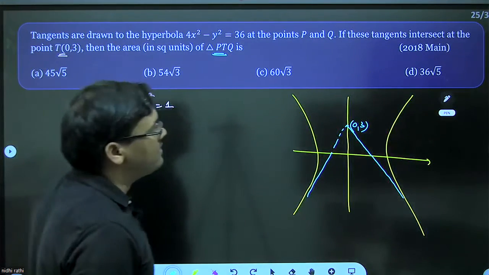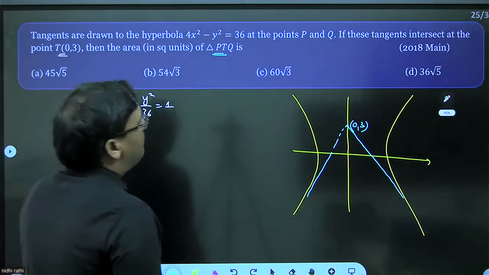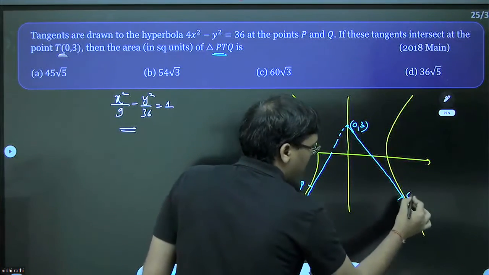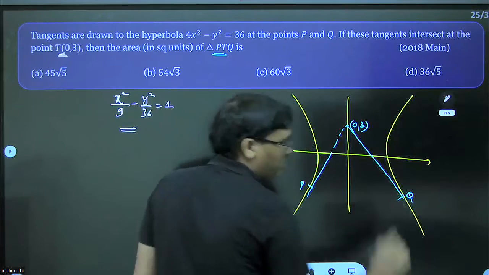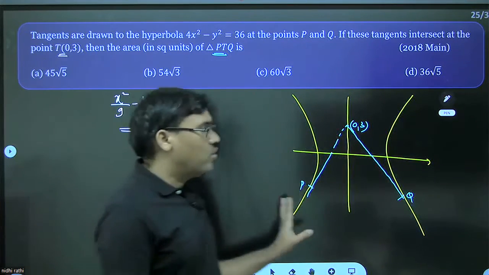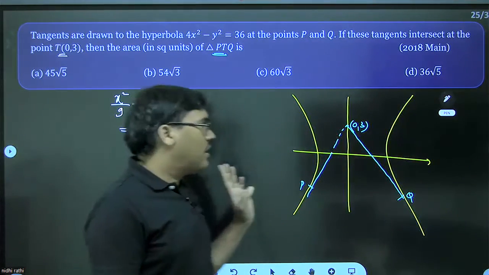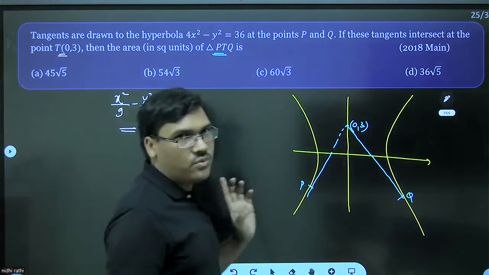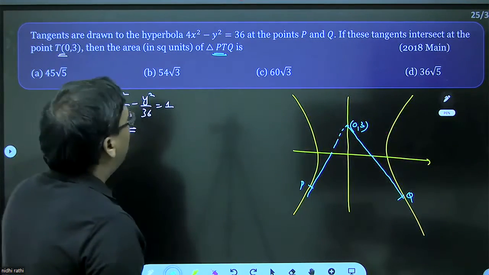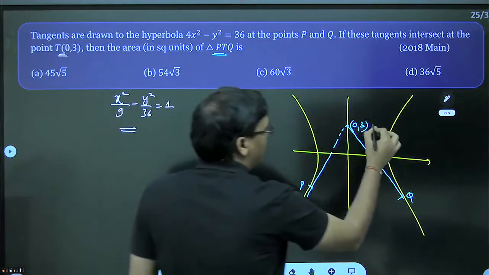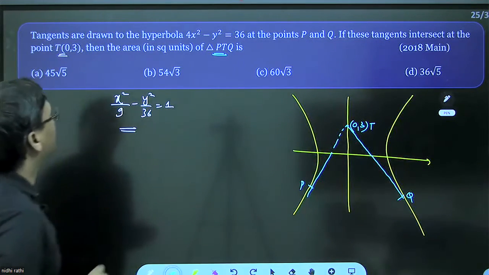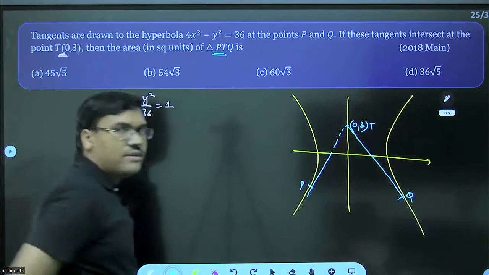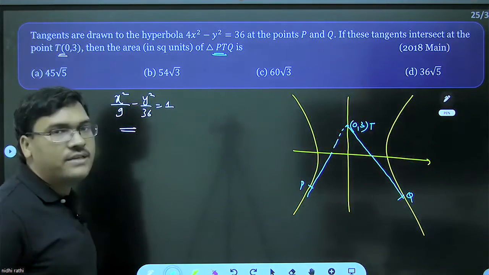How will we find this? Now understand this. Let's say this is the point P and this is the point Q, with the tangent at P and the tangent at Q. This is just a rough sketch; we don't know the position of P and Q. We will see what the equation of this PQ is. If you have to find the area of triangle PTQ, and you can find points P and Q, we can easily write the area. But how can you find that?